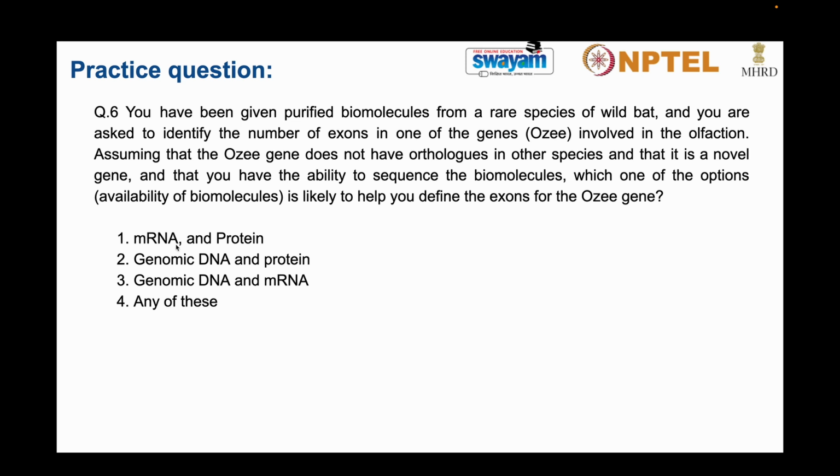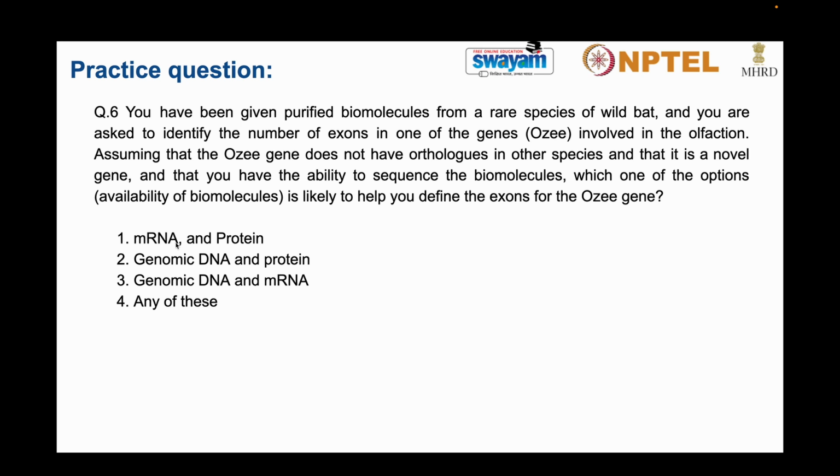So in this, they have given you the option of which two biomolecules you can use to identify the number of exons. And this is the gene. Then they have given you a few hints, that this gene is not present in any orthologs. It is a novel gene. So what do you think? How can you check the number of exons?